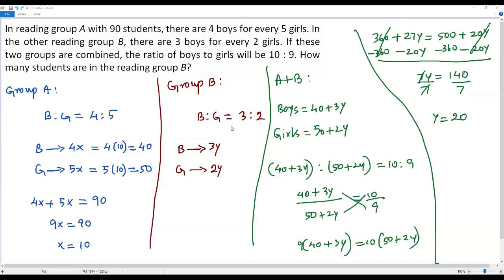Our aim is to find the number of students in group B. We already have the number of boys and girls in group B, 3y and 2y. To get the total number of students in group B, we add the number of boys and girls, 3y + 2y, which is 5y. This 5y represents the number of students in group B. We know the value of y is 20, so let me plug in 20 for y. 5 times 20 is 100. So the number of students in the reading group B is 100.